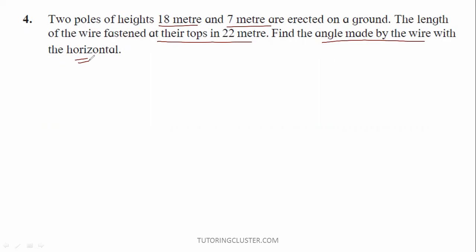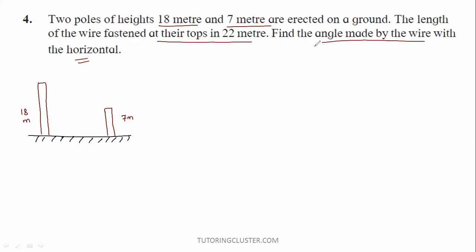Okay, again very simple. See, there is a ground. Now there are two poles. Let me draw the poles. The height is given to you, so obviously the height of one pole is more as compared to the second pole. This is pole number 1, height is 18 meter. This is pole number 2, height is 7 meter.